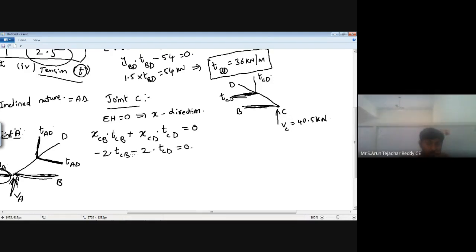And already we know that CB value, that is 27. 2 into TCD. Then we'll get TCD value. What is the value of TCD? That is minus 27 kilonewton per meter.